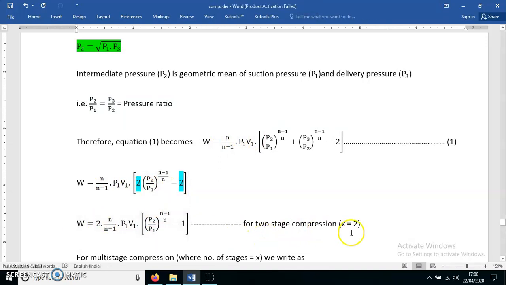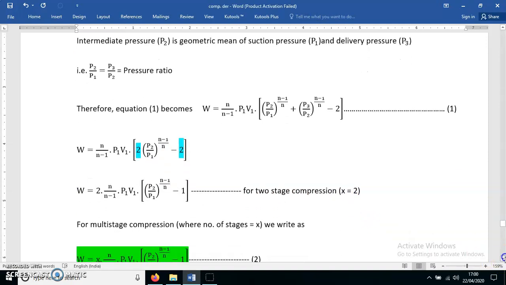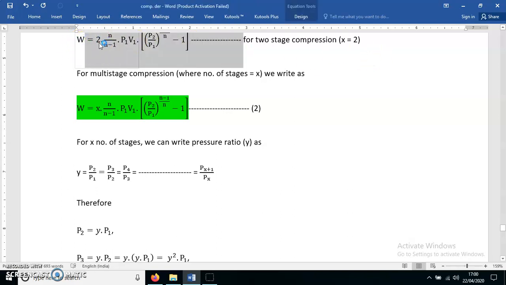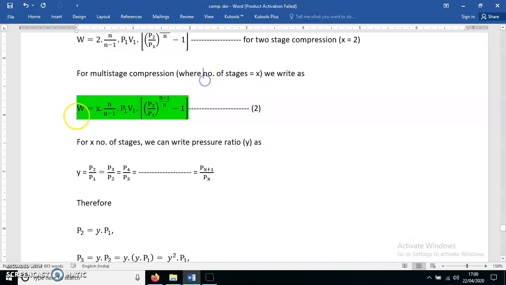This is for 2-stage compression when x is equal to 2. x means number of stages. Now I will generalize this expression for any number of stages: x is equal to 3, x is equal to 4, or x is equal to x. So this expression is for 2 stages. You can see here 2 is coming. If I have to write the same expression for x stages, I will simply replace 2 by x and the rest is as it is. So W is equal to x, the number of stages, into, just look at this expression.